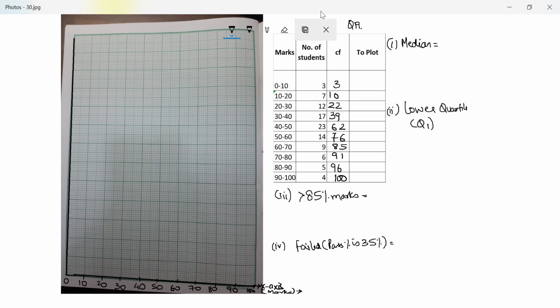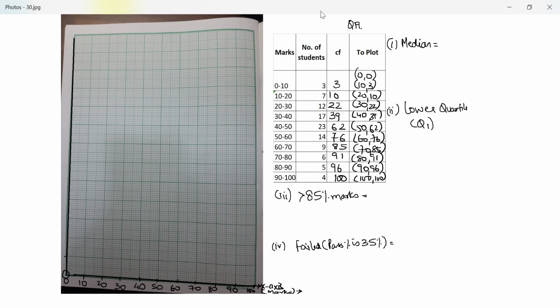Next, what to plot? I will plot 0 with 0. Next, upper class limit with the cumulative frequency: 10 with 3, 20 with 10, 30 with 22, 40 with 39, 50 with 62, 60 with 76, 70 with 85, 80 with 91, 90 with 96 and 100 with 100. Perfect. So 0 with 0, which is here.